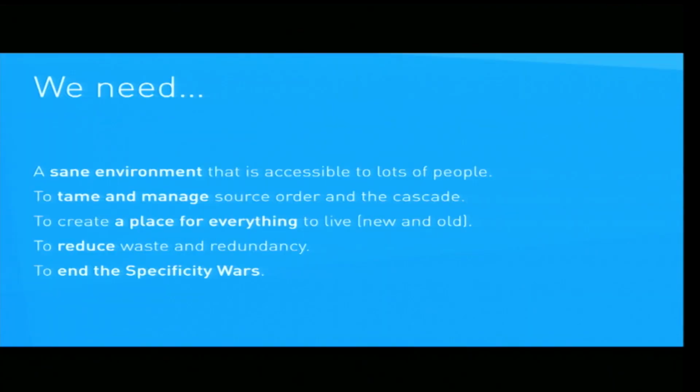So basically, looking at the problems with CSS and the problems with us, we need a sane environment that's accessible to lots of people. An entire team needs to be able to know where to look to find rules and where to add new ones. Tame and manage source order, get rid of the redundancy, create a place for everything to live. Like I say, if someone comes along and needs to find out where all the helper classes are, they know they can grab them from a certain place. When they add a new feature, they need to put it in a certain place again. Reduce waste and redundancy and end the specificity wars, and this is where it comes in.